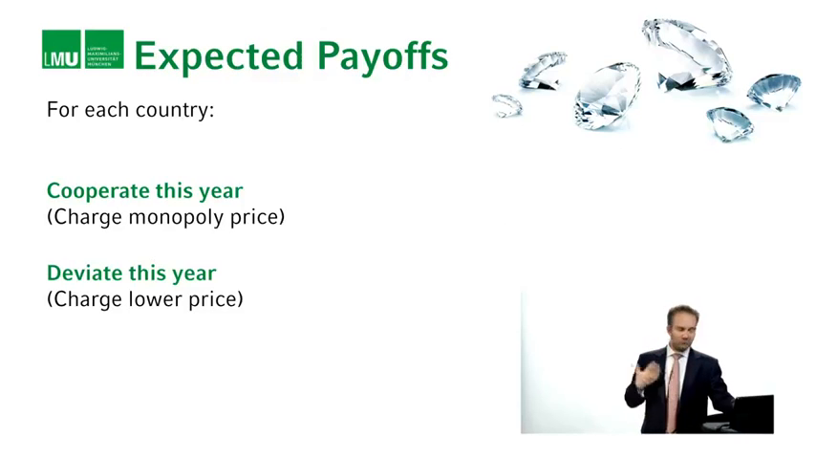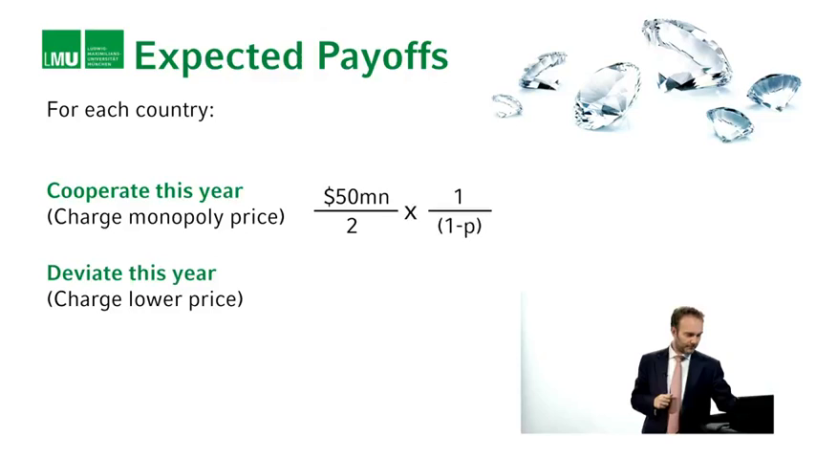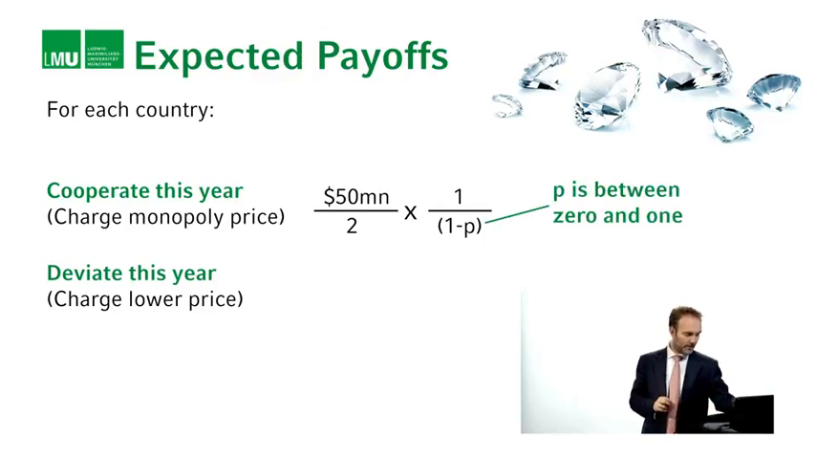So can we draw this? Can we calculate this as a formula? Can we simplify this? Cooperating this year gives us half the monopoly profits, and we multiply that by 1 divided by 1 minus p. We're going to go into why this is exactly 1 divided by 1 minus p in a second. P is, of course, between 0 and 1.